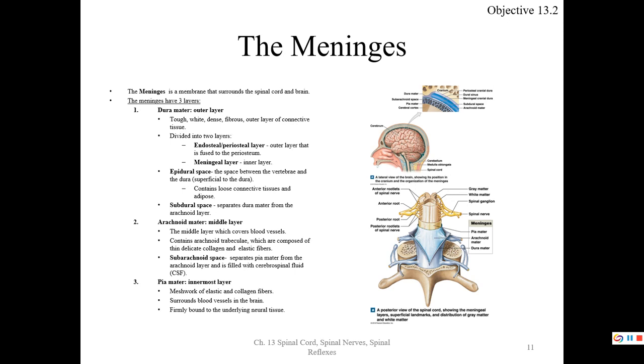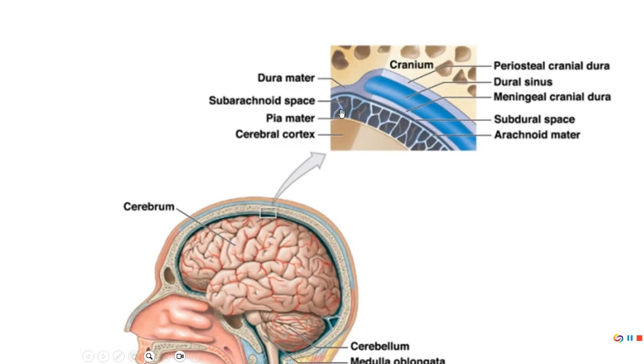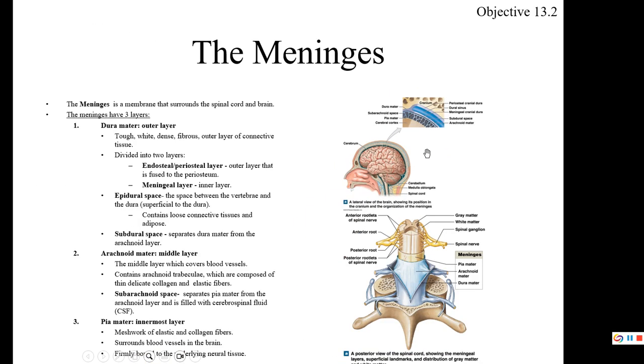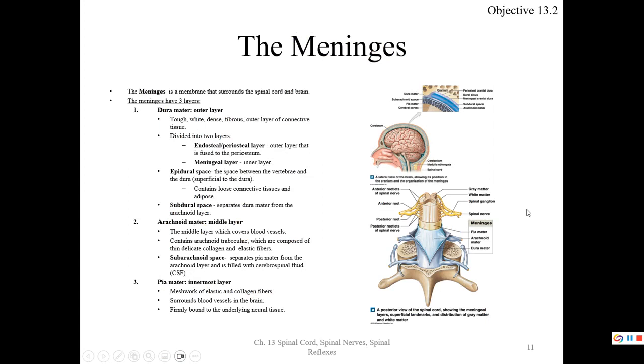The arachnoid mater, which is middle, covers our blood vessels. This contains what's called arachnoid trabeculae. Arachnoid mater means spider mother. Why is it called spider mother? When we look at our arachnoid mater right here, we see it's got all these arachnoid trabeculae in it, and this makes it look like spider webs. Okay?